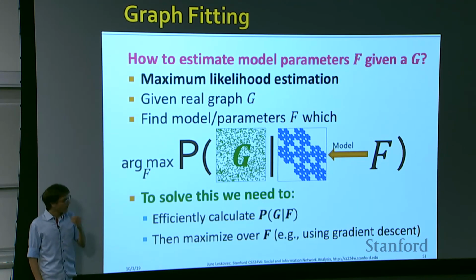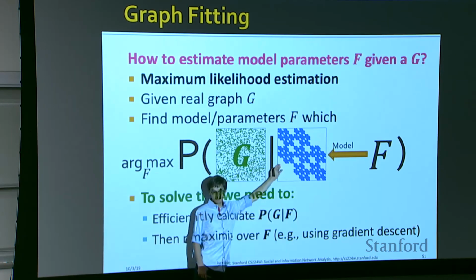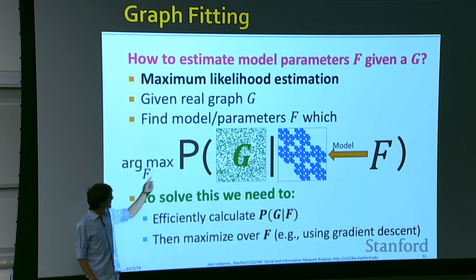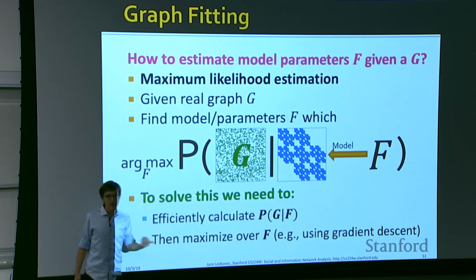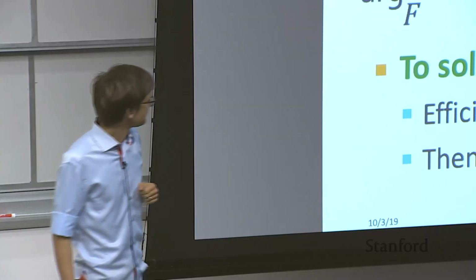Okay? So what do I need in order to do that? I need to know how to compute this probability. That's the first thing. And after I have computed it, I need to know how to search over this and find the best one. Okay, these are two important tasks.